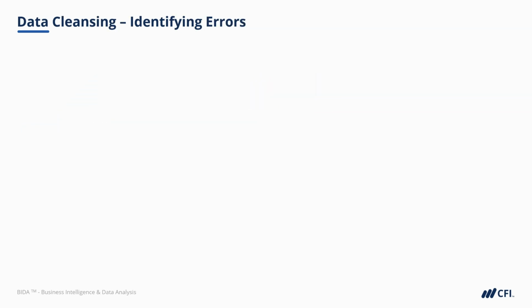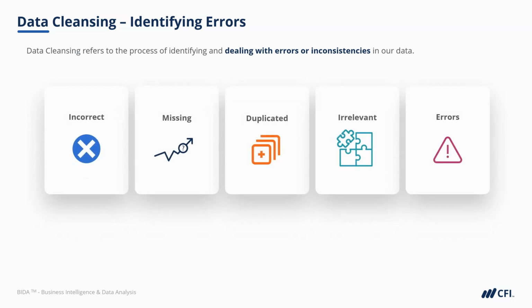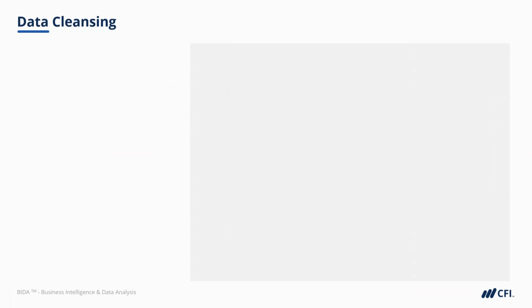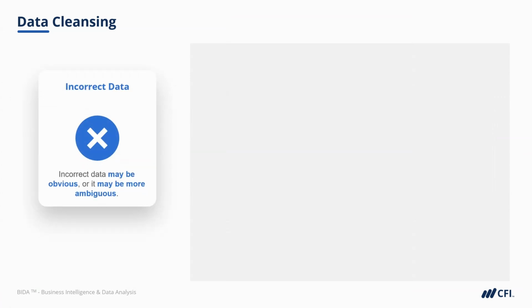So the first step when we have a new data set is data cleansing, which refers to the process of identifying and dealing with errors or inconsistencies. These errors might come in many different forms. As we go through a few examples, I want you to see that although the causes may be different, the solutions we have available and the action we need to take are fairly similar in each case. Now this first example is of incorrect data, which sometimes may be obvious or sometimes less obvious.